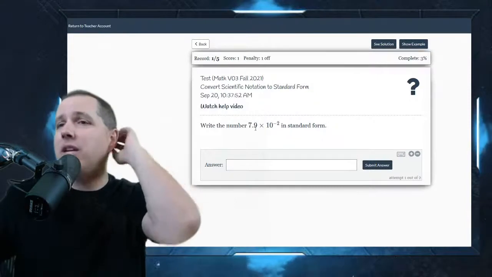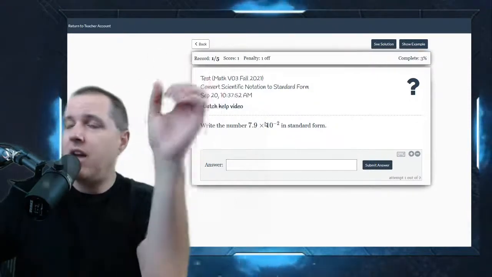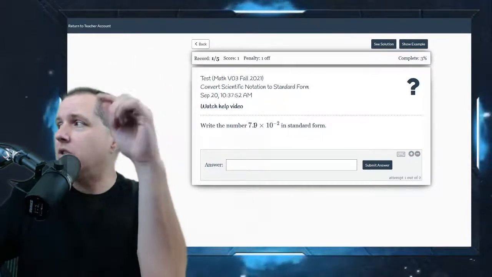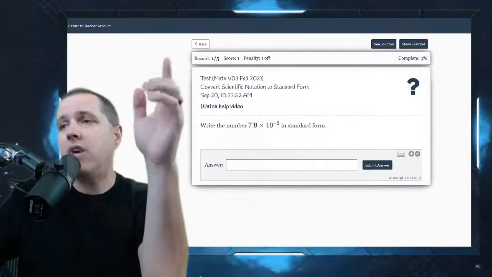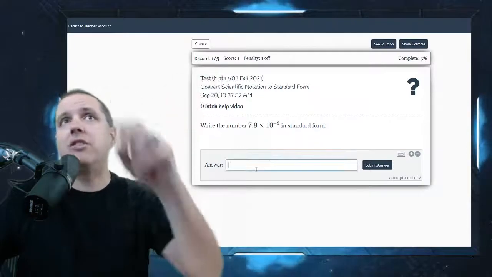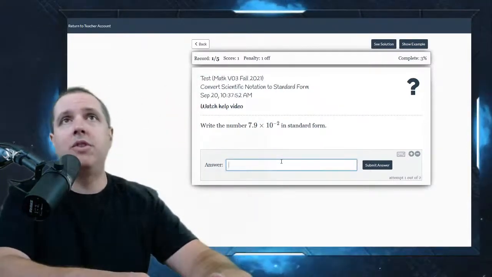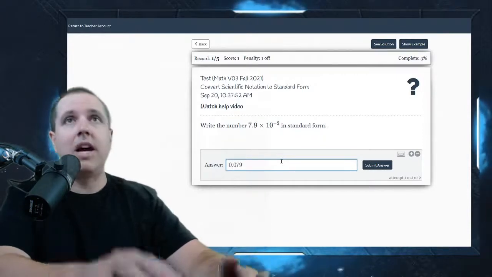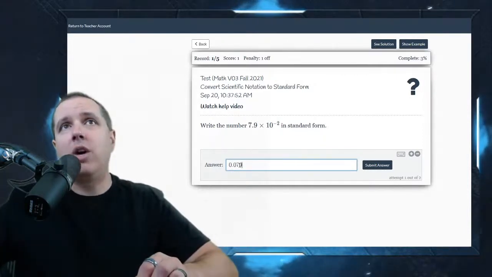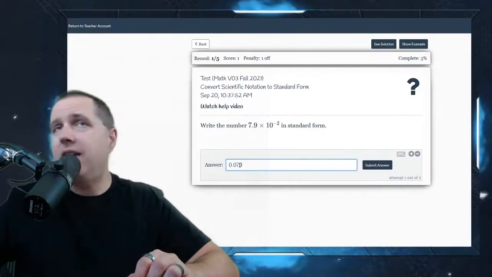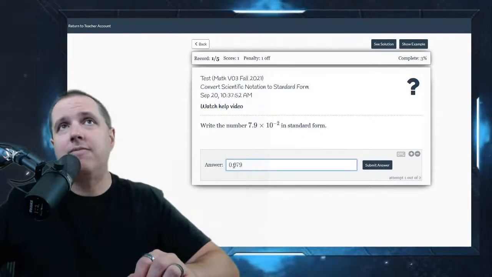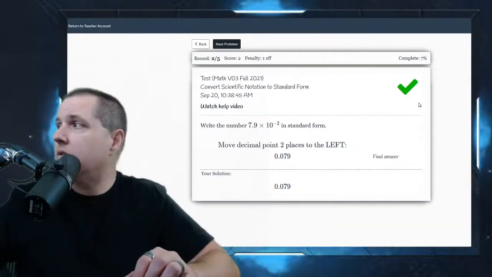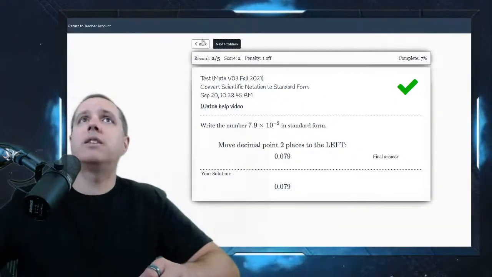So if I take 7.9 and I divide by 10, and then I divide by 10 again, do I expect the number to be bigger or smaller than 7.9? I expect it to be smaller. So that's the direction I'm going to move the decimal. So 0.079. The decimal was between the 7 and the 9. It's now moved 2 places. And there we go, correct answer. Okay, so that's how you do those.